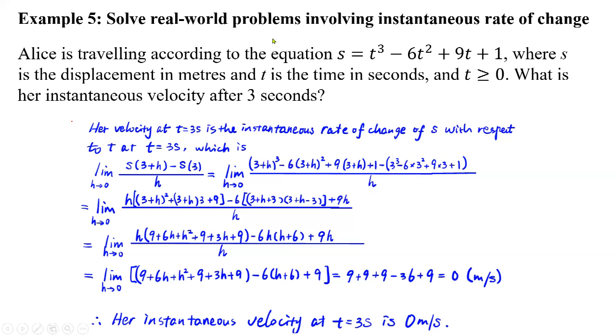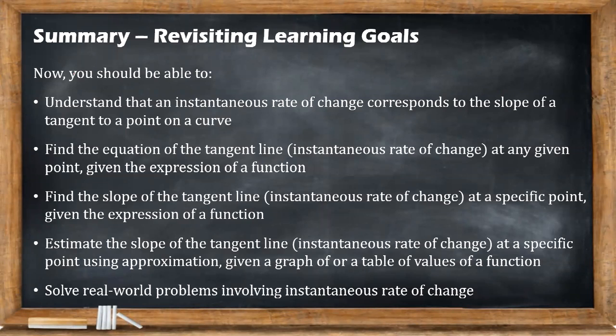Right, so this is what we have learned so far. And let's make a summary of today's lesson. After today's lesson, you should be able to understand that an instantaneous rate of change corresponds to the slope of a tangent to a point on the curve. Then find the equation of the tangent line or instantaneous rate of change at any given point given the expression of a function, and find the slope of the tangent line or instantaneous rate of change at a specific point given the expression of a function.